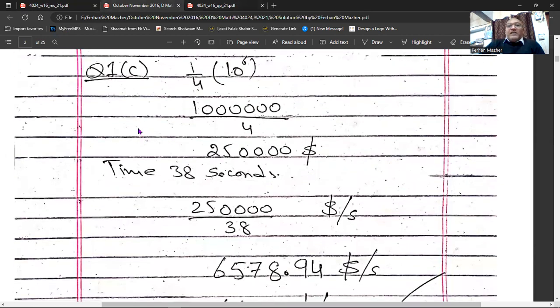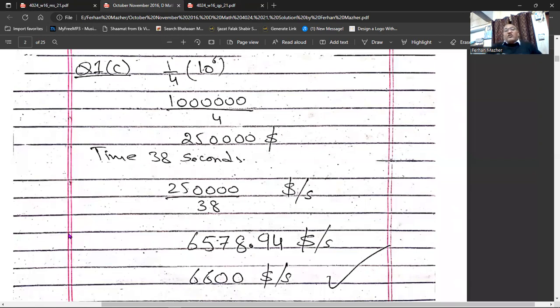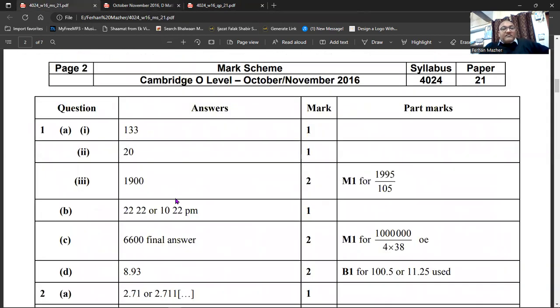So see, quarter means 1/4, million means 10 raised to power 6. So 1/4, 10 raised to power 6. So that means 250,000, and the time of this advertisement is 38 seconds. So what is the cost of the 1 second? 250,000 divided by 38. Just enter this value in your calculator. You get 6578.4. And when you round it off to the nearest 100, because it's 6,578, so it will become $6,600 per second. $6,600 is the right answer.